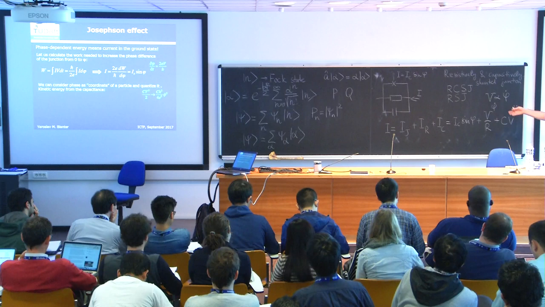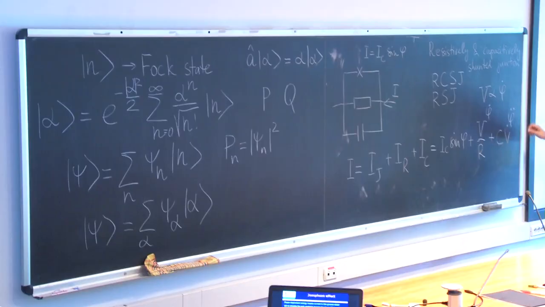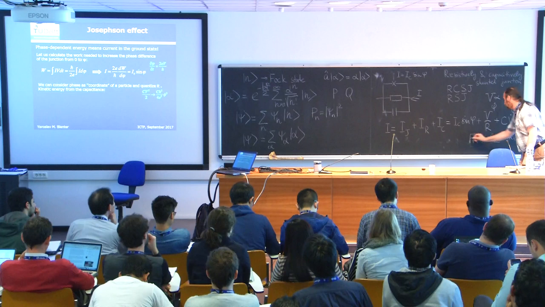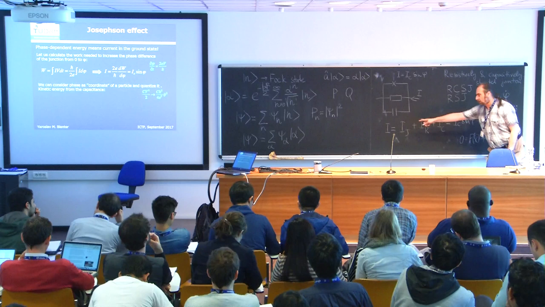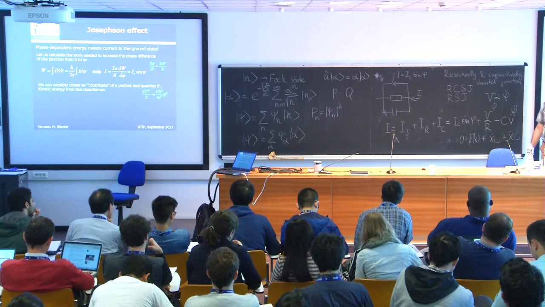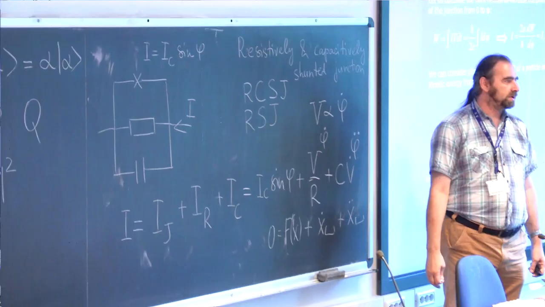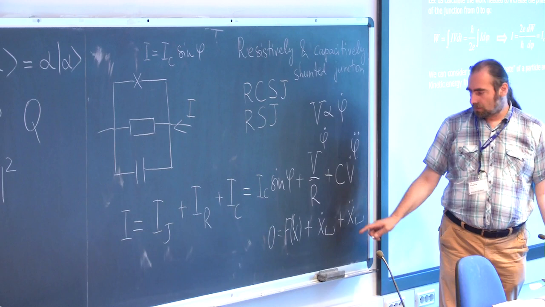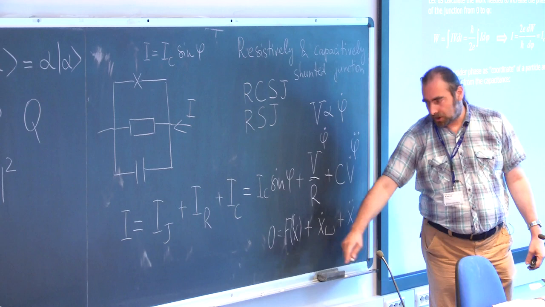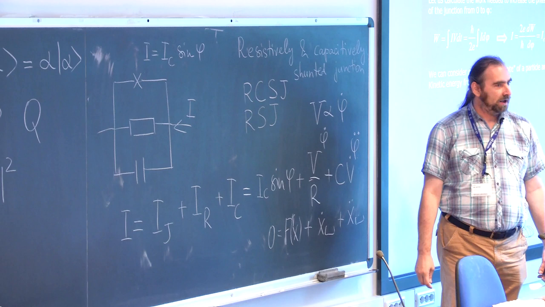For instance, to make it more familiar, let's write an equation where this phi would be x. It would be x double dot times something, x dot times something, and some function which I will call f of x, which equals zero, and in this case f is I_C sine phi minus I. Right, and if you look at that equation, you would probably all be able to recognize it. That's an equation of motion for a particle. That's a mass term, that's a friction term, and that's the force which acts on the particle, which is the derivative of the potential energy. And what energy would it be to give this force?